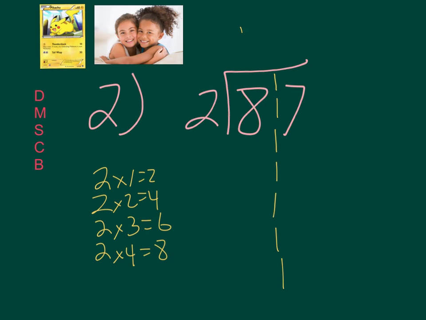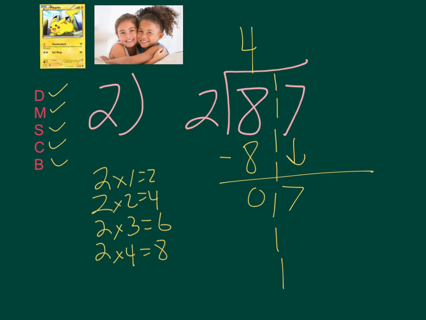So I'm going to write the 4 right up here. And I'm done with divide, so now I multiply the 4 times 2, and that's going to be 8. Now I can subtract. That's going to leave me 0. Now I'm going to compare. Is 0 less than 2? Yes. So I can now bring down, so I've got the 7 to bring down. So now my new problem is going to be 7 divided by 2.